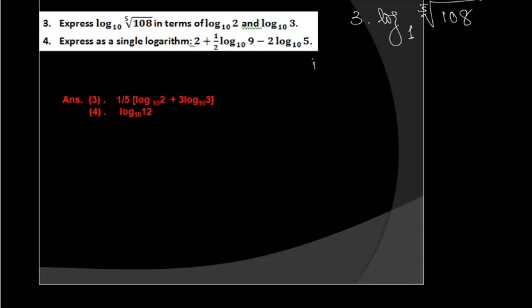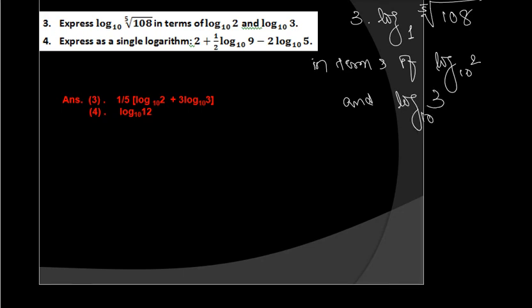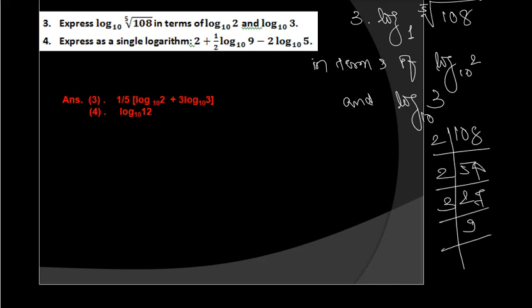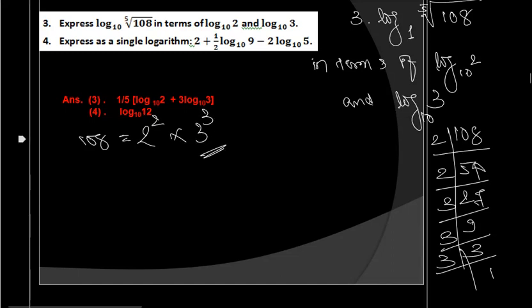So in terms of log 2 to the base 10 and log 3 to the base 10. Cool, yeah, we can do that. First, I will find the prime factors of 108, right? 2 54s are, 2 27s are, 3 9s are, 3 3s are, 3 1s are. So 108 is equal to 2 square into 3 cube, right? This is going to be useful, right?